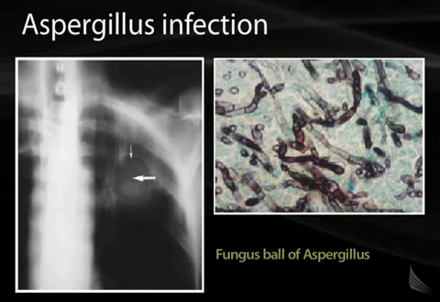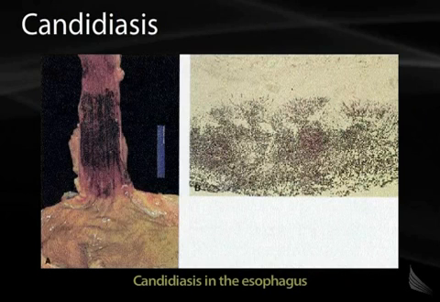On the boards, you'll often see an X-ray or hear about an X-ray of a patient who has a lesion in the top of the lung, the upper lobe, that appears to be a ball shape or a sphere shape. That is Aspergillus until proven otherwise. Aspergillus infection usually involves the lung and usually the upper lobe of the lung. Candidiasis can be superficial or systemic.